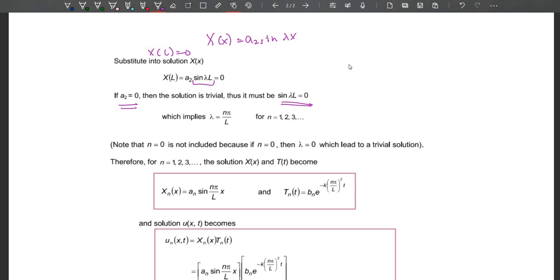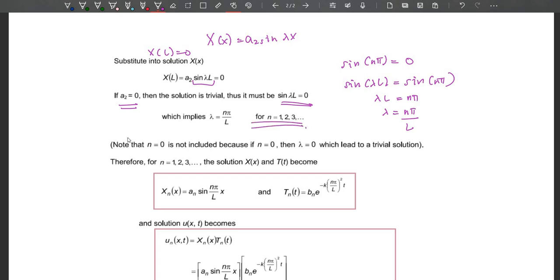The reason behind it, remember what we learned in Fourier series, sin n pi equal to 0. So right now we have sin lambda L equal to sin n pi. So lambda L is equal to n pi. Lambda is equal to n pi over L, for n equal to 1, 2, 3 until infinity. It is compulsory for you to write this.